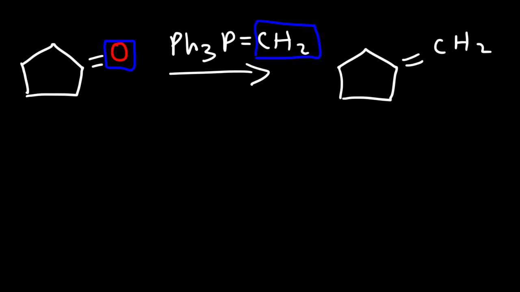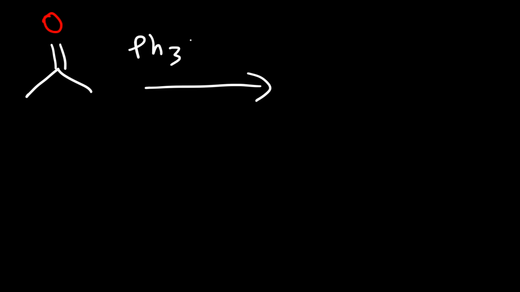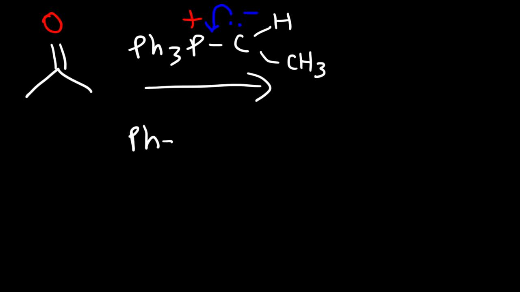Now let's look at another example. Let's say we have another ketone, a very simple ketone, and we're going to react it with an ylide, but this ylide is going to look a little different than the other one. We're going to have a hydrogen and a methyl group on this carbon. In this form, the phosphorus has a positive formal charge, and the carbon has a negative formal charge. So how can we draw the product if the ylide is given to us like that? What I would do is draw the resonance form of this ylide. And so it looks like this.